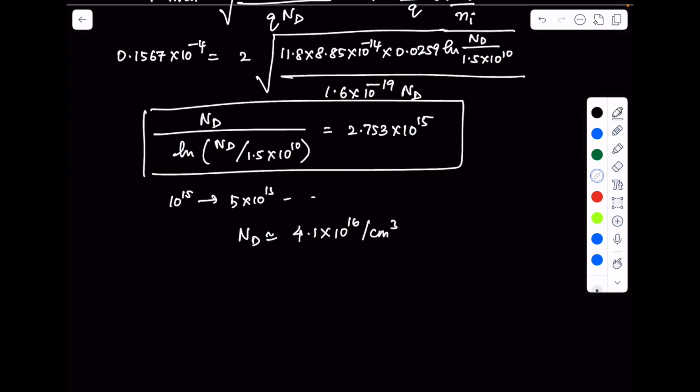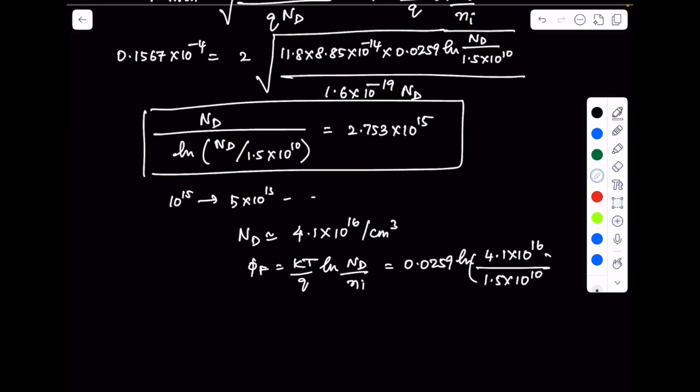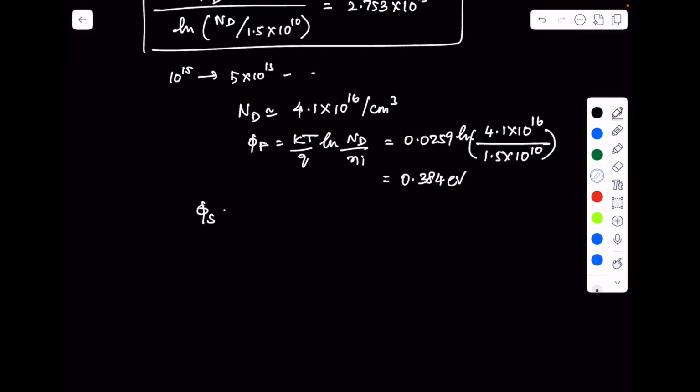And so once you know nd, your phi f can be calculated as kT by q ln nd by ni, which is 0.0259 ln 4.1 into 10 power 16 by 1.5 into 10 power 10, which works out to 0.384 electron volts. Right? So therefore, if I want to find phi s, which is nothing but EC minus EF, that is 4.55 minus 0.384, which is 4.216 electron volts.